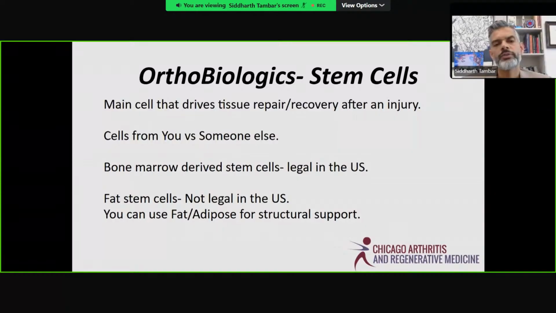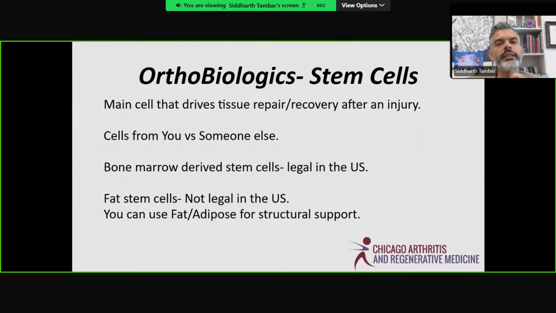Strongly recommend you use your own cells, not somebody else's. Understand in the United States, the only stem cell treatment that's legal with living cells are your own bone marrow-derived stem cells. Fat cells, fat stem cells, you may have heard about this, are not considered legal in the US. And the reason why is because the enzyme that you need to break apart all the connective tissue in fat is considered illegal to be used in humans in this country. The FDA has concerns about human exposure to that. You can get that in other countries, however.